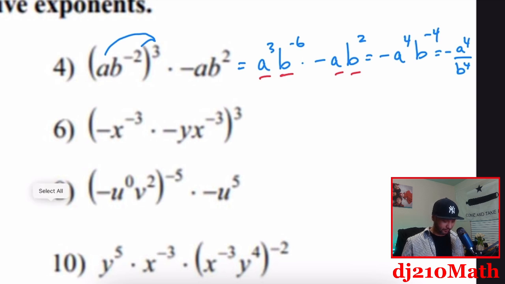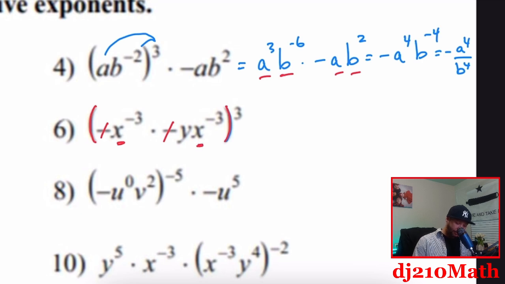All right, 6. Looking at just the interior, the inside of the parentheses, what can we do? Negative times a negative, that's nice. Two negatives go away. Common bases, x to the negative 3, x to the negative 3. So we're going to get x to the negative 3 plus negative 3, negative 6. And then a single y.